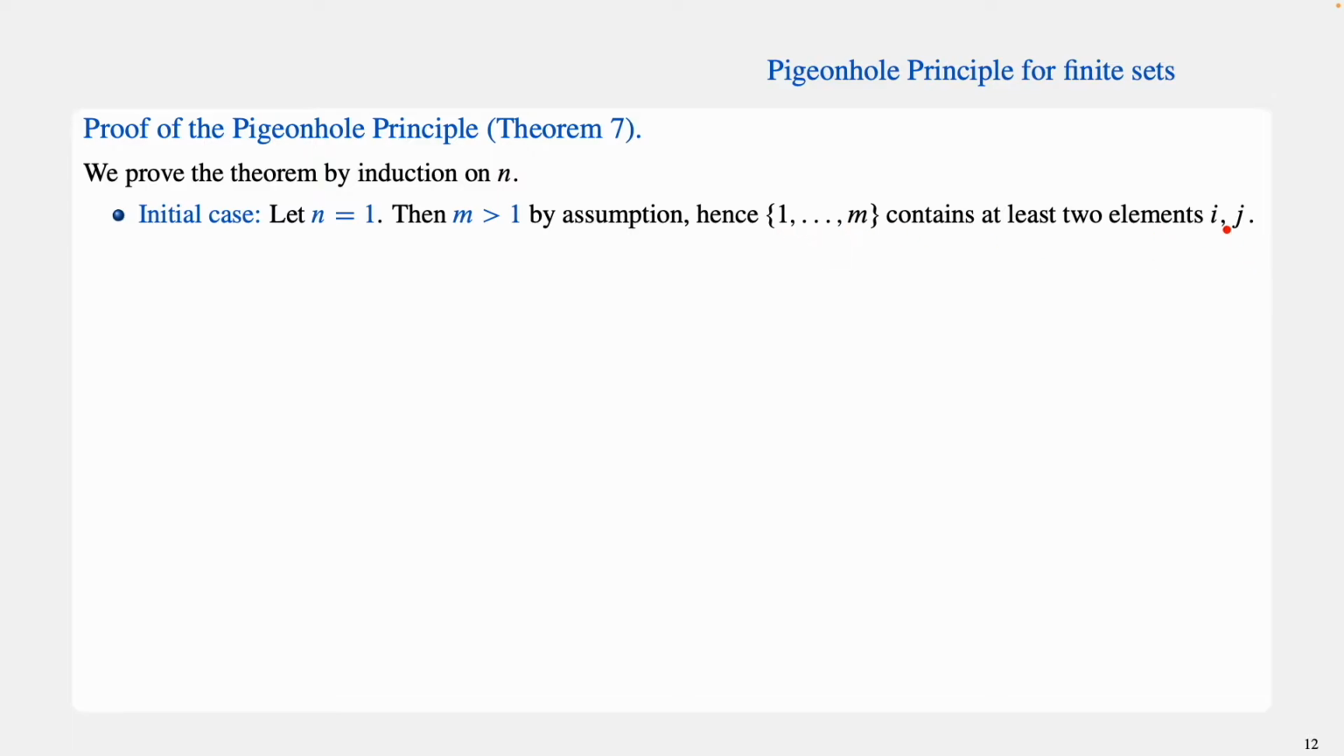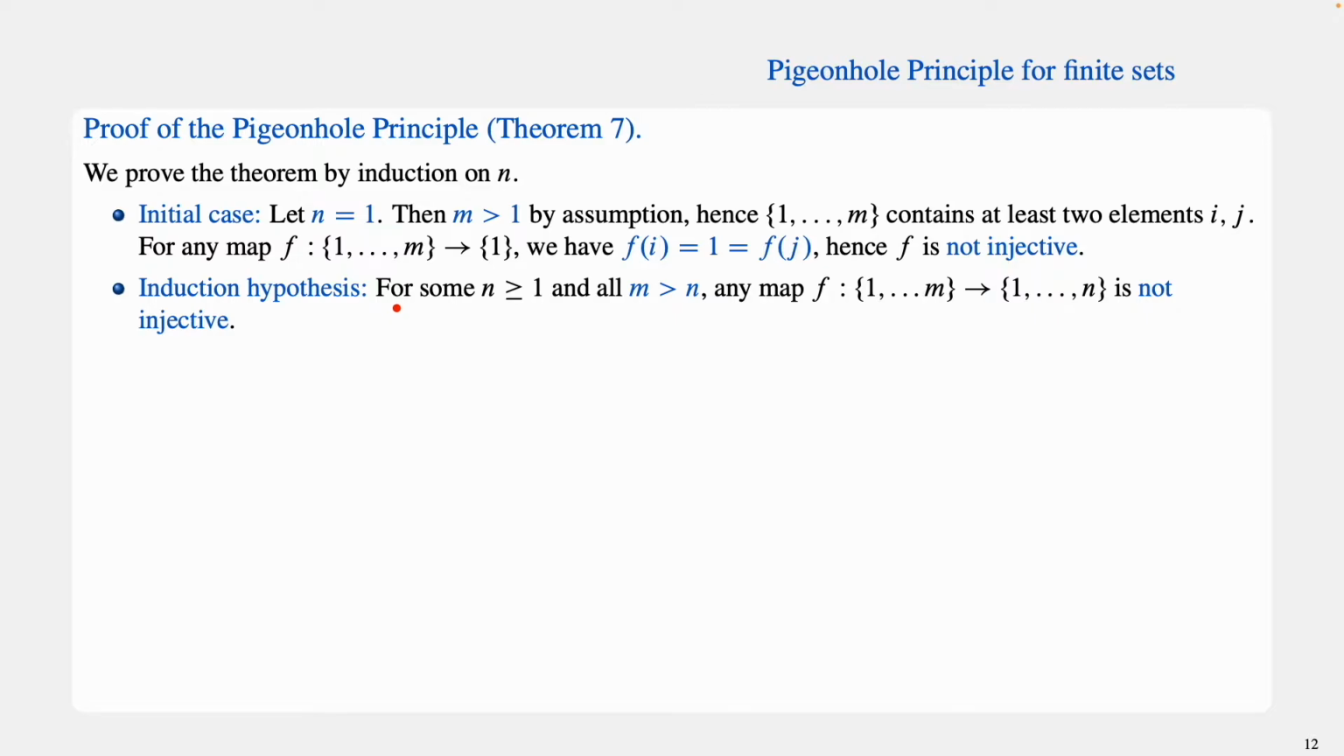Let's call them i and j. And then for any map from the numbers from 1 to m into the set that only contains 1, we must have that every element is mapped to 1 because it's the only possibility. So f(i) is 1 and f(j) is also 1, but then f clearly is not injective because these two distinct elements assume the same value under f.